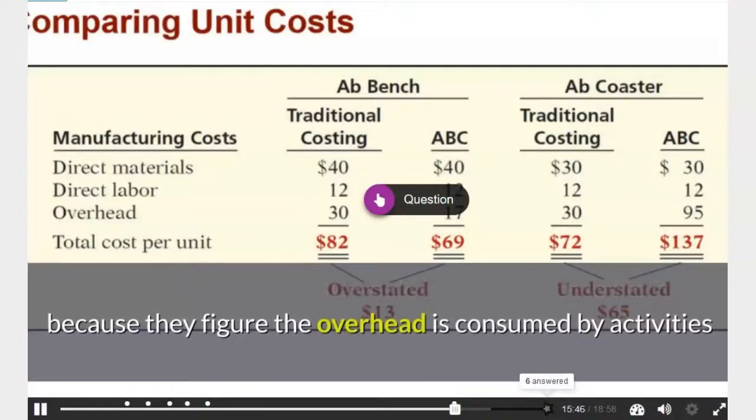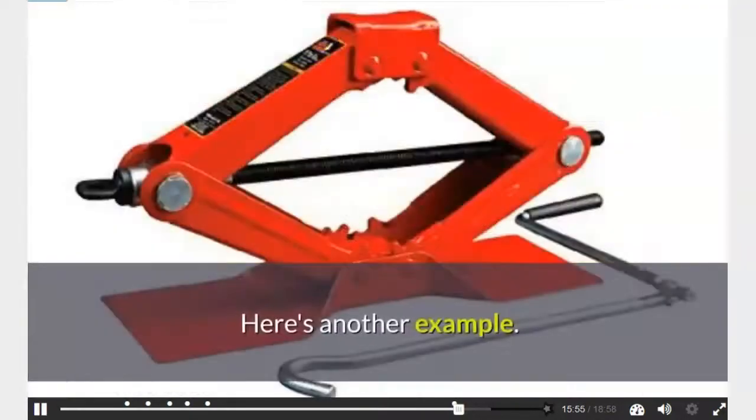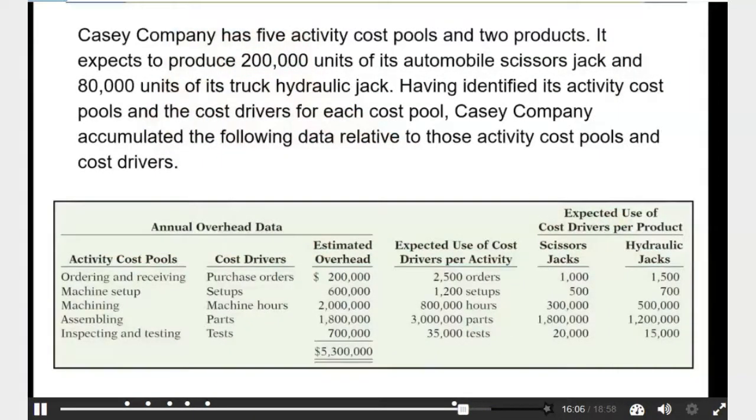Here's another example. Again, we're producing two products, scissors jacks and truck hydraulic jacks. We take the overhead, in this case $5,300,000, and we allocate it to 5 different pools. Then we look at the activities and the amount of activities consumed in each one of those pools. Then we come up with an activity-based rate.